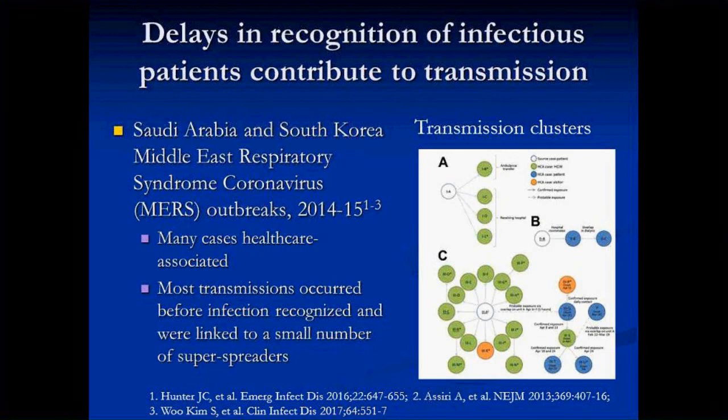The other point to make about this is that most of the transmissions were linked to a small number of what we call super spreaders. If there were 100 or so cases of MERS in that facility, 85% of the transmissions were linked to only 5 of them. This is the case for almost all of the pathogens that we deal with, like C. diff or VRE. There are certain patients who have a very high burden of those organisms who are particularly likely to transmit. I'll come back to that point later.